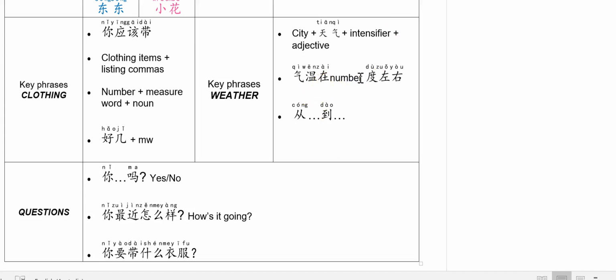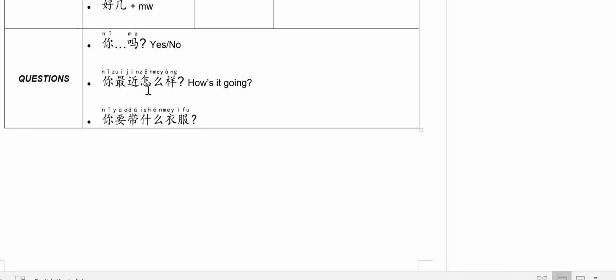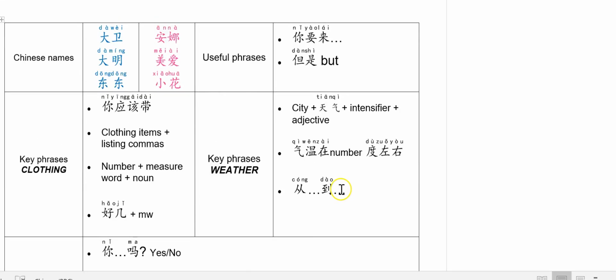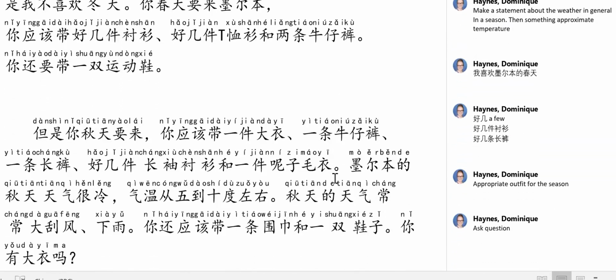气温在number 度左右. This means that the temperature is at this number degrees Celsius approximately, and this is how we can express simple single number forms of approximations. You can also use a range by using 从 and 到. The last thing is to remember to ask some questions. The simplest question you can ask is a yes-no question. You can ask 你最近怎么样 when you're asking how is somebody. And you could also perhaps bring 你要带什么衣服. This is a what question. What clothing would you like to bring? Do you want to bring? These are just suggestions. Of course, you can be absolutely creative and do what you like, but here's a really great structure for you to follow if you're trying to write a letter suggesting what clothes someone should bring on a holiday.